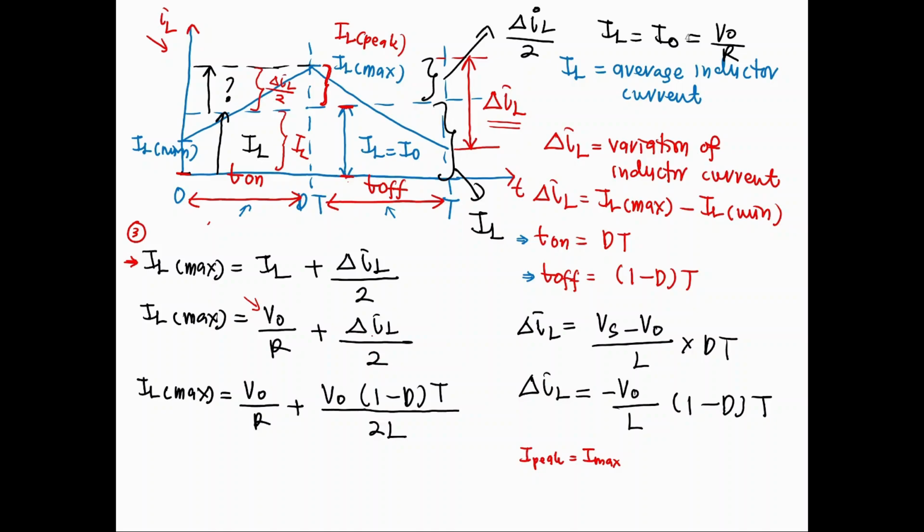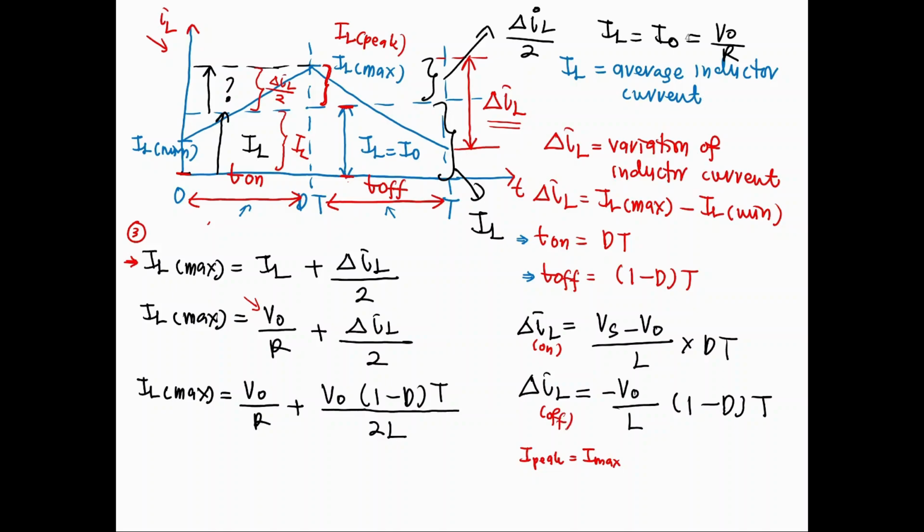Why is that over 2? Because it is only half of your delta IL, not the overall delta IL. For delta IL, you have two equations. If you can recall back to our session on Tuesday, we have these two equations: one when your switch is on, and this one here when your switch is off.